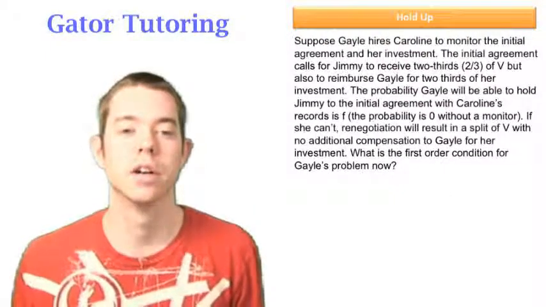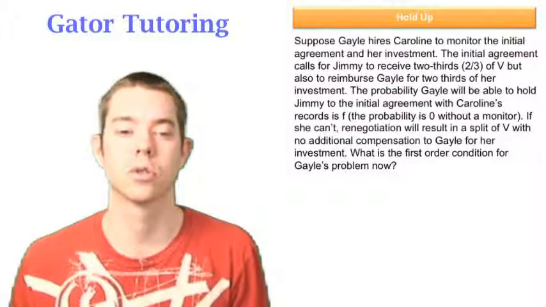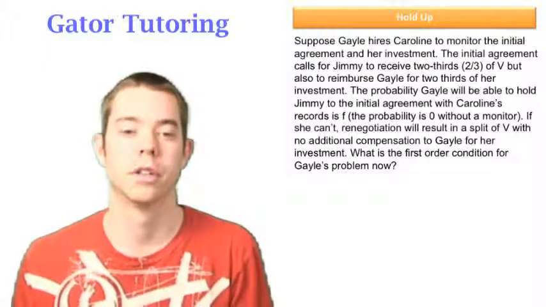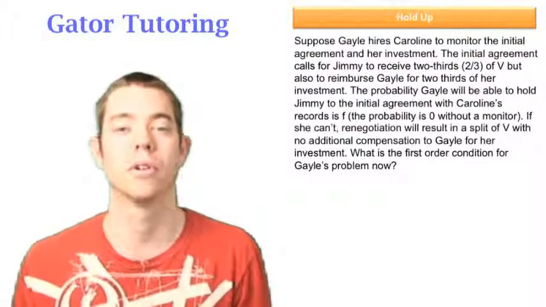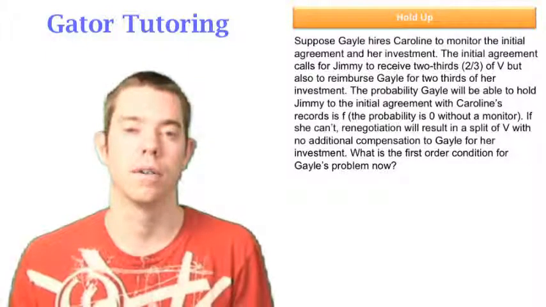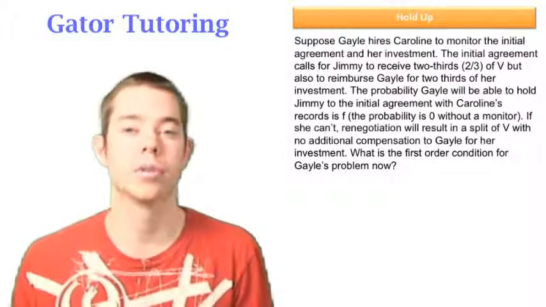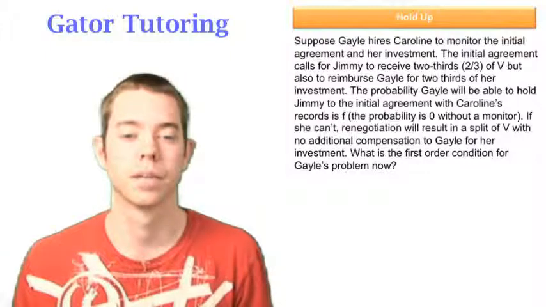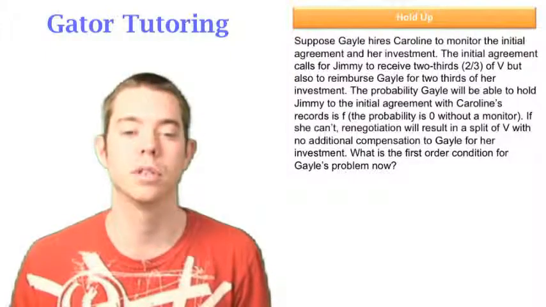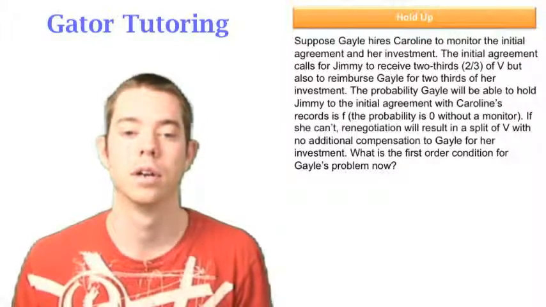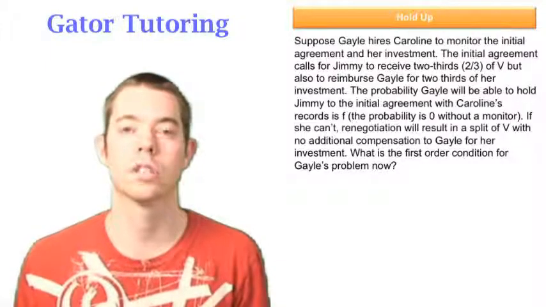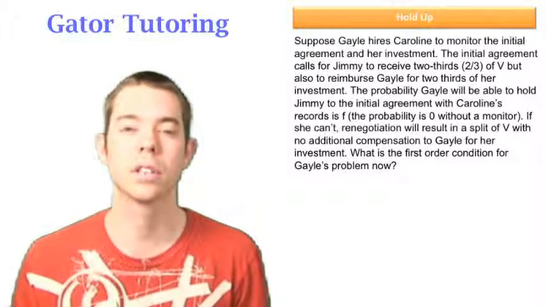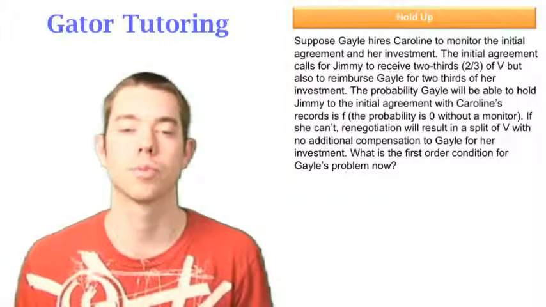The next question says, suppose Gail hires Caroline to monitor the initial agreement, and the initial agreement was that Jimmy would reimburse her for 2/3 of the investment, and Jimmy would get 2/3 of the value. So then Gail would get 1/3 of the value, but only pay 1/3 of the investment. That was the original contract. It says the probability Gail will be able to hold Jimmy to the initial agreement with Caroline's records is F, and the probability is 0 without a monitor. If she can't, renegotiation will result in a split of value with no additional compensation to Gail for her investment. And then it says, what is the first order condition for Gail's problem now?